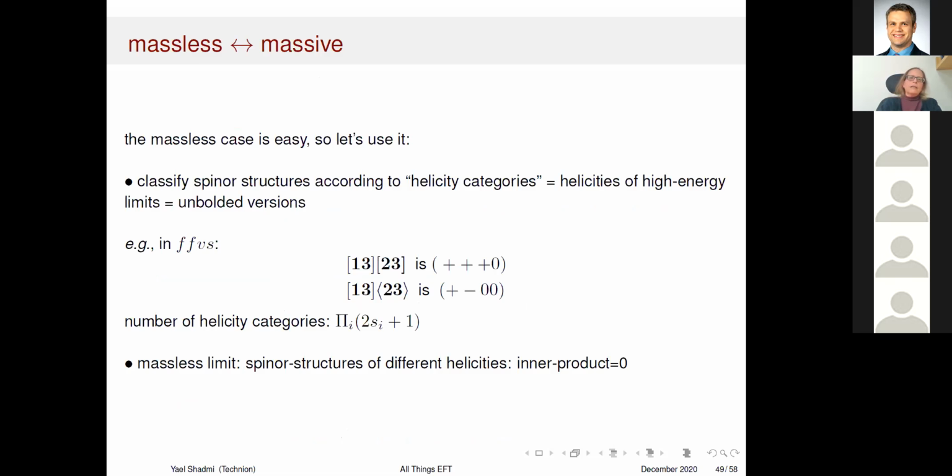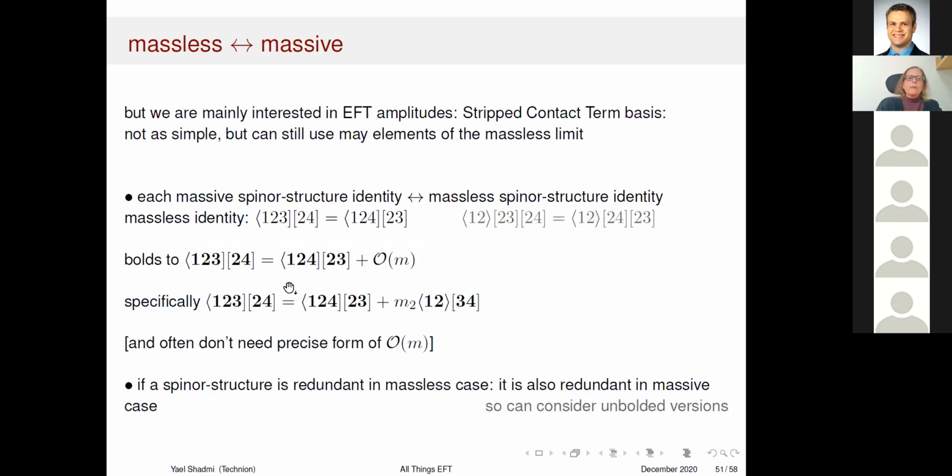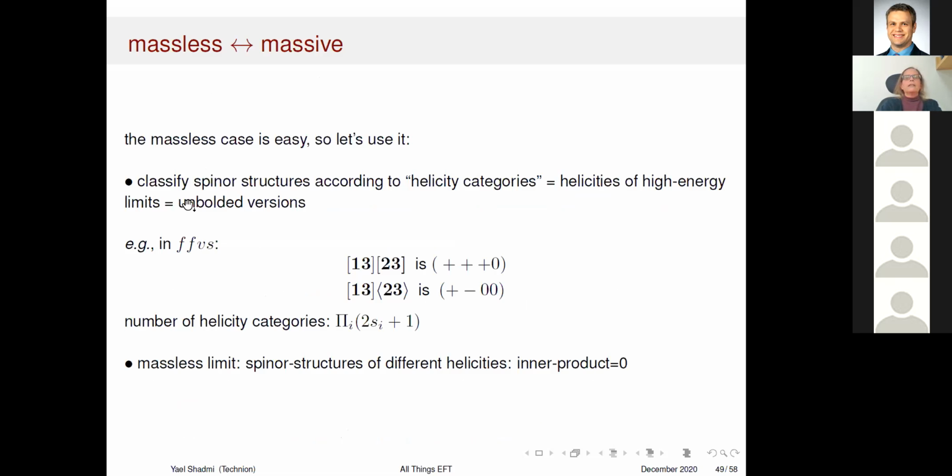Now, the massless case is very easy. It's very easy to construct massless helicity amplitudes, so it really pays to try and extract as much information out of that as possible. In order to do that, we can classify the massive spinor structures according to their helicity categories, namely the helicities of the high energy limits, or unbolded versions. For example, in this fermion-fermion-vector-scalar amplitude, the helicity category of this one is plus plus 0, because everything is square bracket, and here 1 is positive, 2 is negative, and 3 is 0. In general, the number of helicity categories is just this product of 2s plus 1, which is exactly the dimension of the spinor structure basis.